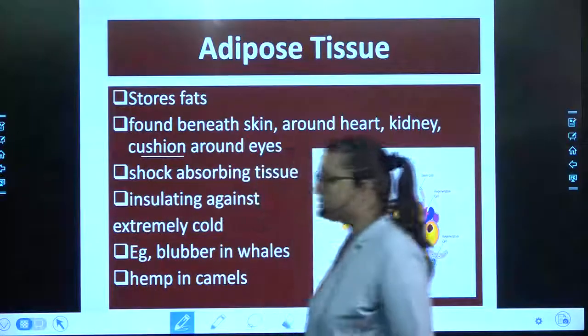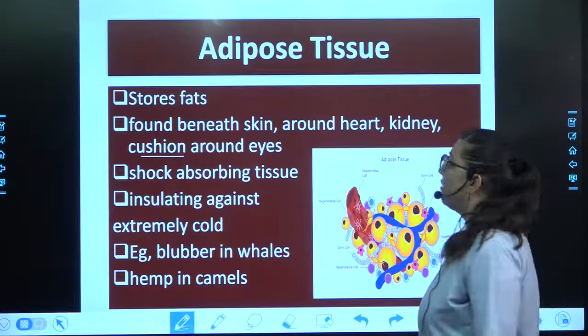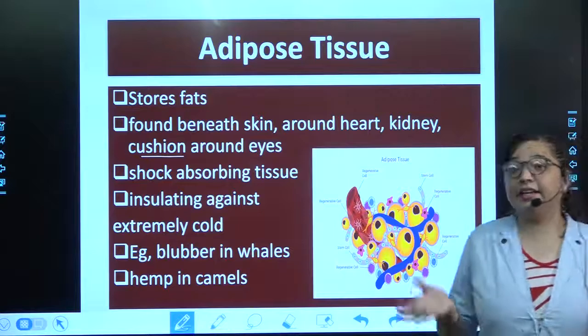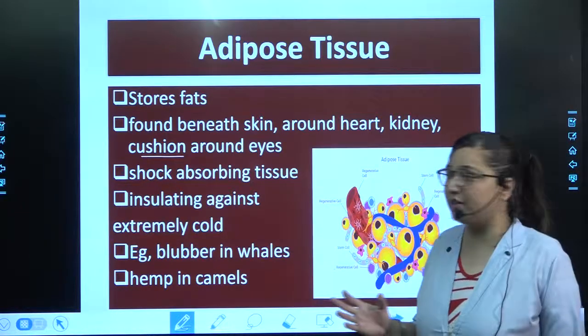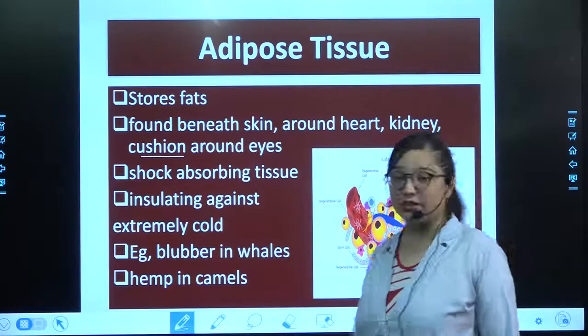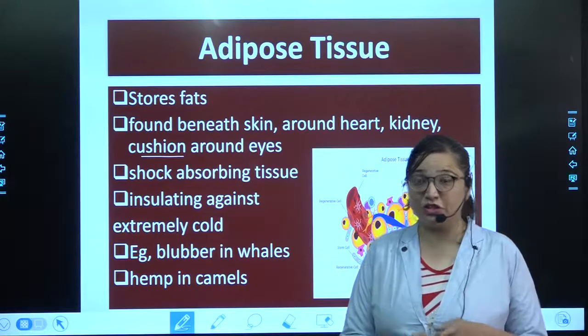So what are we talking about? Adipose tissue. What will it do? It will store fat. Where is it found? Beneath the skin, near the kidney, near the heart, and also as a cushion near the eyes. What is its basic function? It will absorb shock and helps as an insulation.